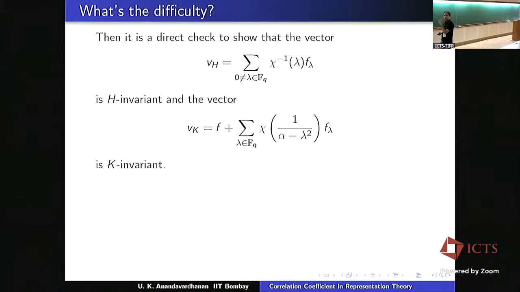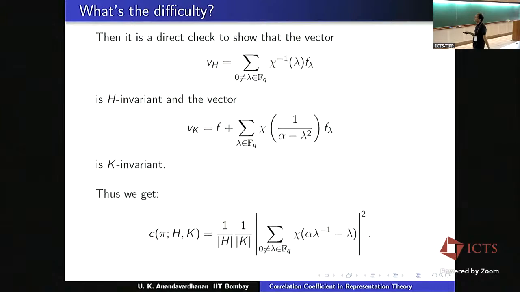And we know this is a multiplicity one situation. At most one, so you have them up to scalars, and you can take the inner product and take the square, and that's the answer that you're looking for. So I'm normalizing by the orders. C(pi, H, K) is the inner product of these. This times this with a bar will be chi of (alpha minus lambda) squared by lambda, that is, alpha lambda inverse lambda, and I had a mod square. So this is the answer.